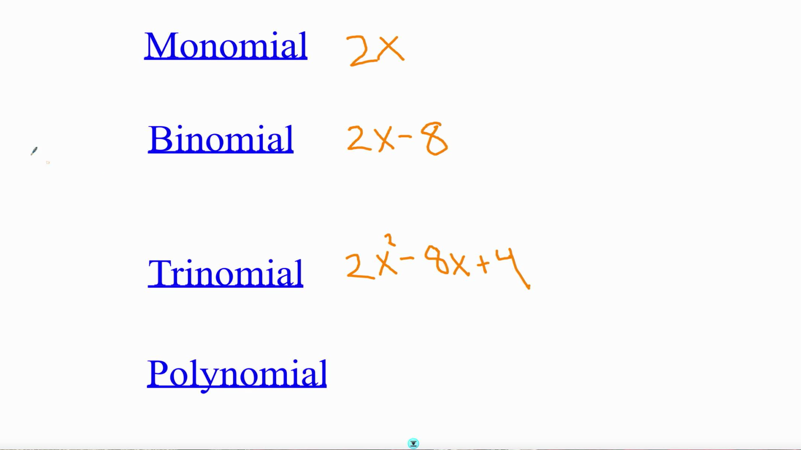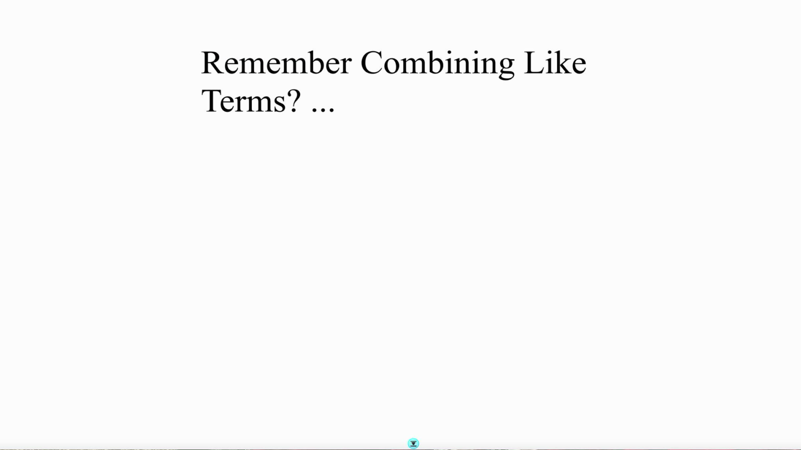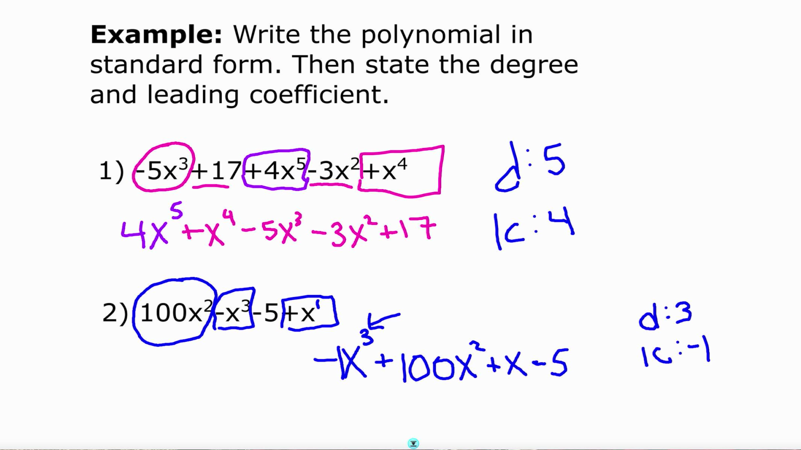So this is the vocab we are going to need to continue. We're going to start adding, subtracting, multiplying, and dividing them. And in order to do that, we just needed to make sure we had the vocab.